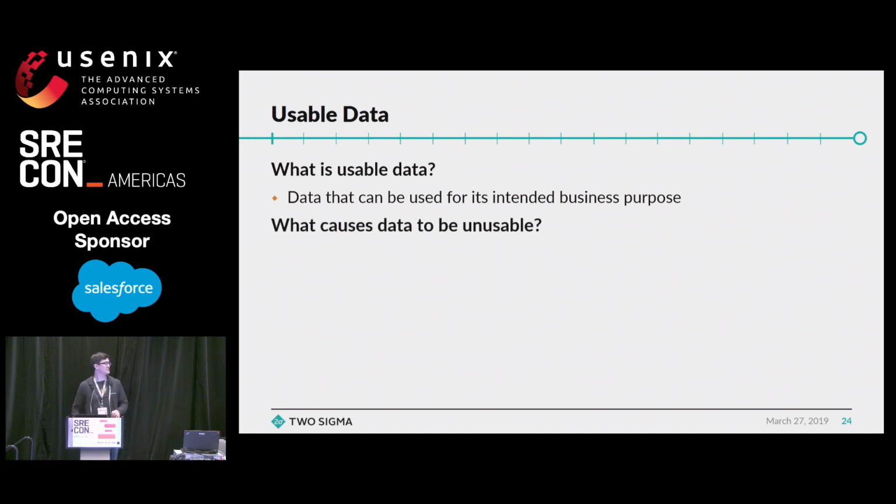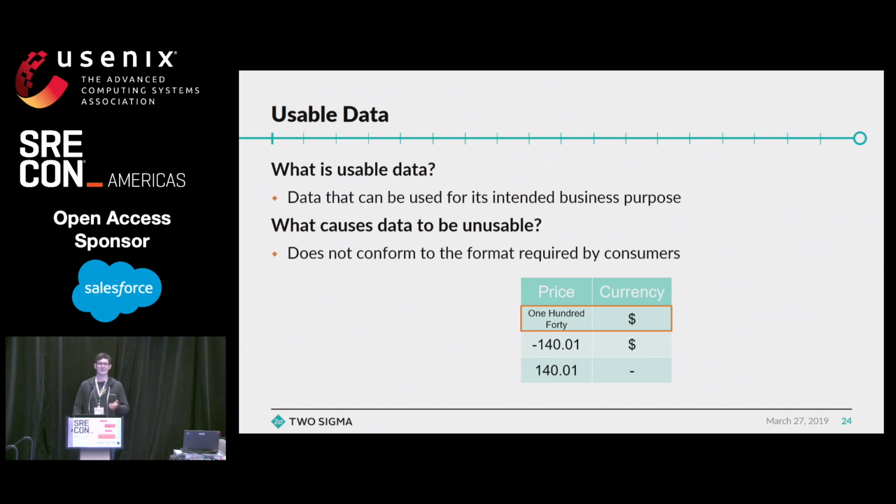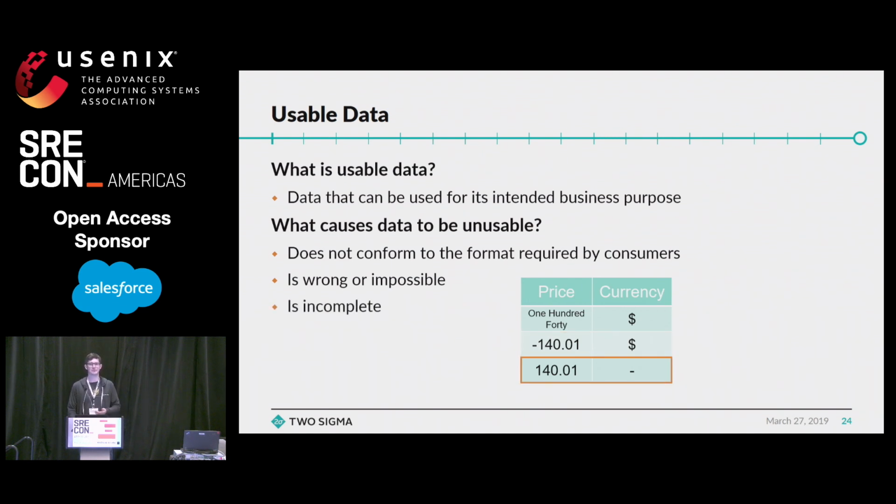And for that, I have this little table example. I have this little price and currency code table. It looks quite usable to me, but my users tell me there's a lot of problems here. In this first entry, they tell me, while it's technically correct, I'm expecting a number, so it doesn't adhere to the format that I depend on. In the next entry, they say the price can't be negative. This is just wrong or impossible. And in the last one, they say, we're missing the currency code. This data is incomplete and meaningless. We don't know whether this is in dollars, euros, or pesos.